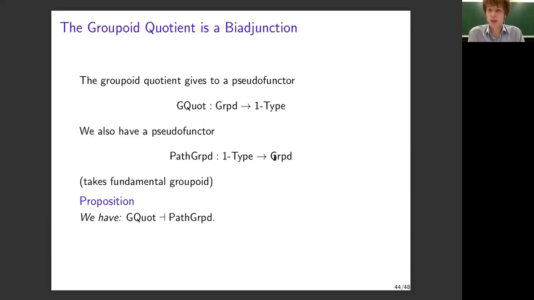I call this one the path groupoid, but you could also call it the fundamental groupoid. What it does, it takes a one type and it sends it to the groupoid whose objects are points in that one type. And the morphisms are just given by paths, and the groupoid structure is the structure on paths in that one type. Then you can prove that G quad is a left bi-adjoint functor with the path groupoid as the right bi-adjoint.